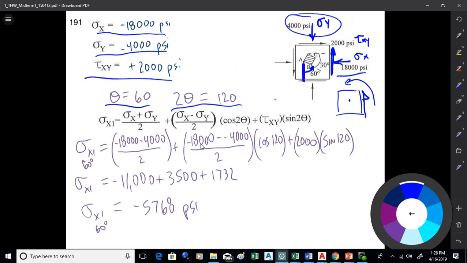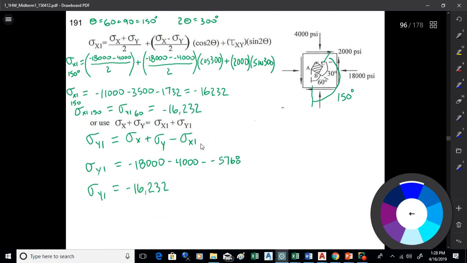So what I just found is what's happening at AB, the stress on that plane. Okay. Now I can find the other stress two ways. One way I can do it is I can find the angle to the plane BC. I just did AB, now I'm going to do BC. That's 90 degrees further than AB is, so it's 60 plus 90 gets me 150, double it, I get 300. So instead of using 60 and doubling it and getting 120, now I take 150, double it and get 300, plug it in, and I'll get negative 16,232.